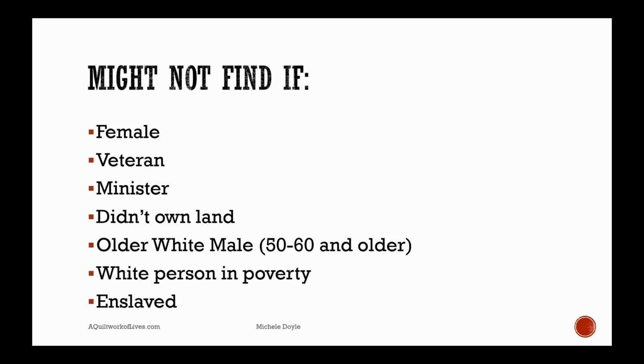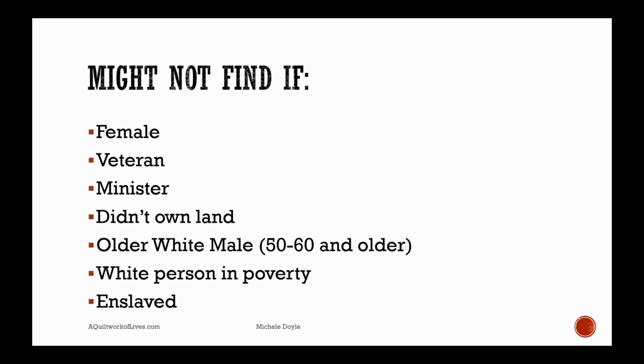A lot of times, older white males, you may not find them. Maybe they no longer own their property. They've passed it down to their kids. Their kids are taking care of them. White people in poverty, and it's white people in poverty because it tended to be white people that had to pay taxes. We'll talk about that a little bit too. So if they were poor, they didn't own anything.